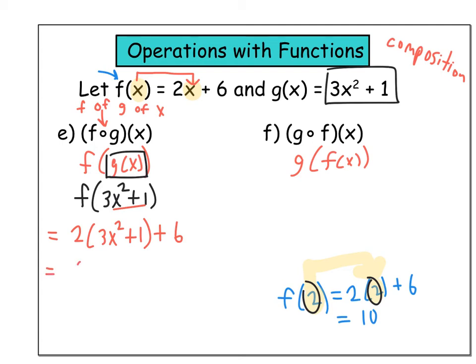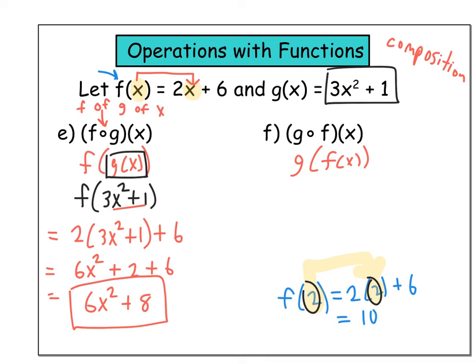Okay, we're going to distribute the 2, 6x squared plus 2. And then there's a plus 6 at the end. So our final answer would be 6x squared plus 8. Okay, that would be considered f of g of x.